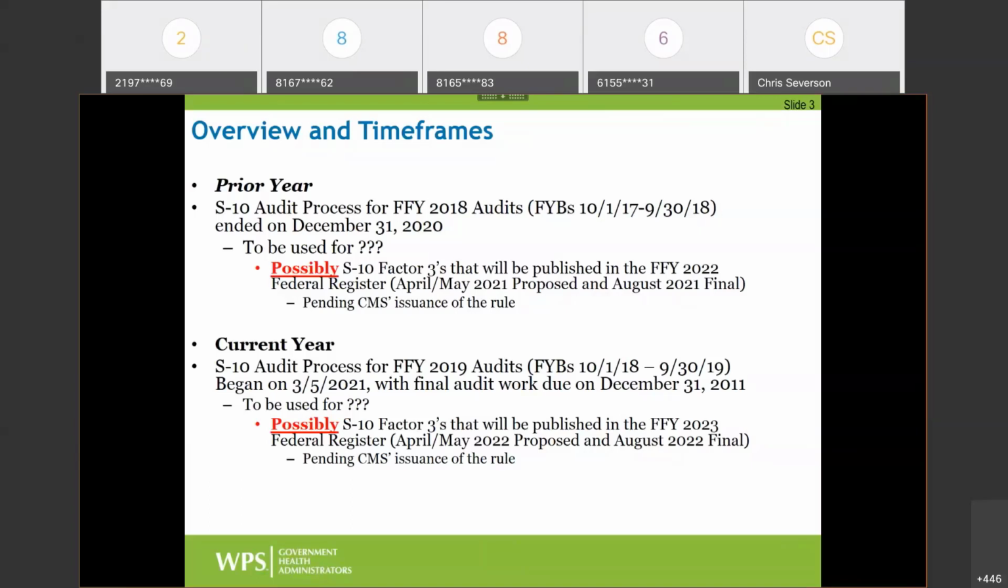And again, this is 2 years out. We expect these to be published in the federal fiscal year 2023 final rule, but that won't be for a little ways down the road. Again, this is all subject to change. This is just our guess at what this will probably be.